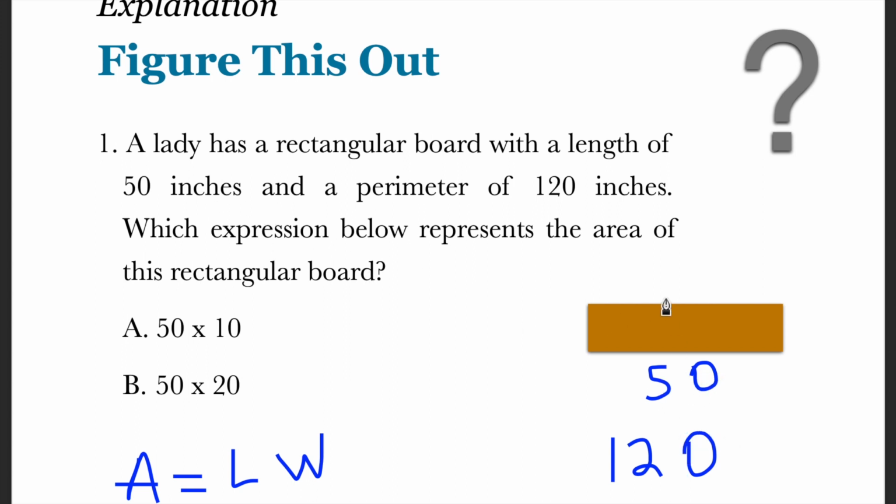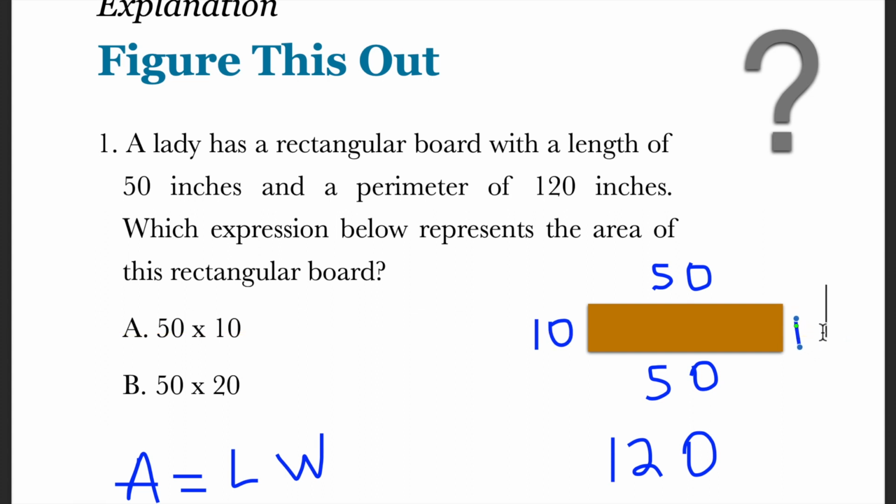And since it's a rectangle, that means this side must also be 50 inches long. The top also has to be 50 because it's a rectangle, and those two sides are going to be the same. So now that I know this side is the same as that side, 50 and 50, that equals 100. That means I only have 20 more inches to go. And these two sides have to be the same amount because this is a rectangle. So if I only have 20 more inches to go around, that means this side is 10 and the other side is 10.